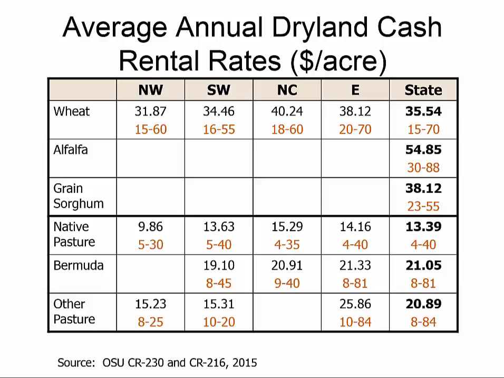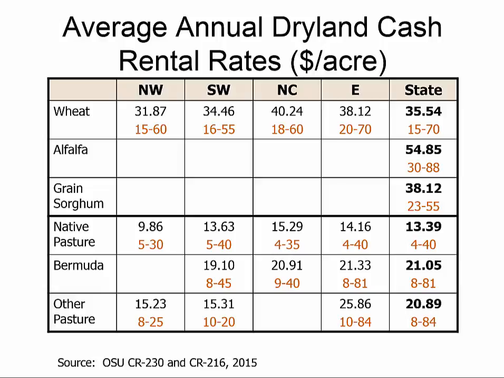The numbers below the average show the range of responses. For example, while the average cropland rental rate for north central Oklahoma is $40 per acre, the survey responses ranged from $18 to $60 per acre. This emphasizes that the average provides a piece of information, but it may not necessarily be the right rate for your land, as is evidenced by the many other different responses.